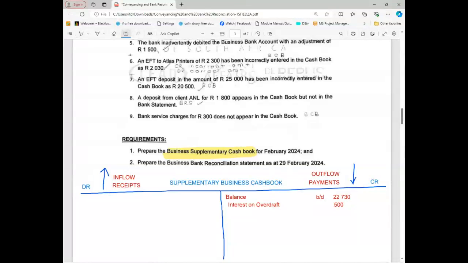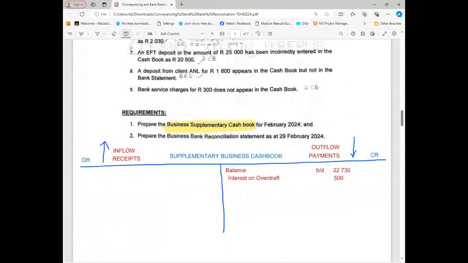Okay, yes, we can proceed. Under which side? Because this is money coming in, I think it's going to go to inflow, on the debit. Would I be correct to say so? Never doubt yourself. I know I've said it before, I'm just reminding you.